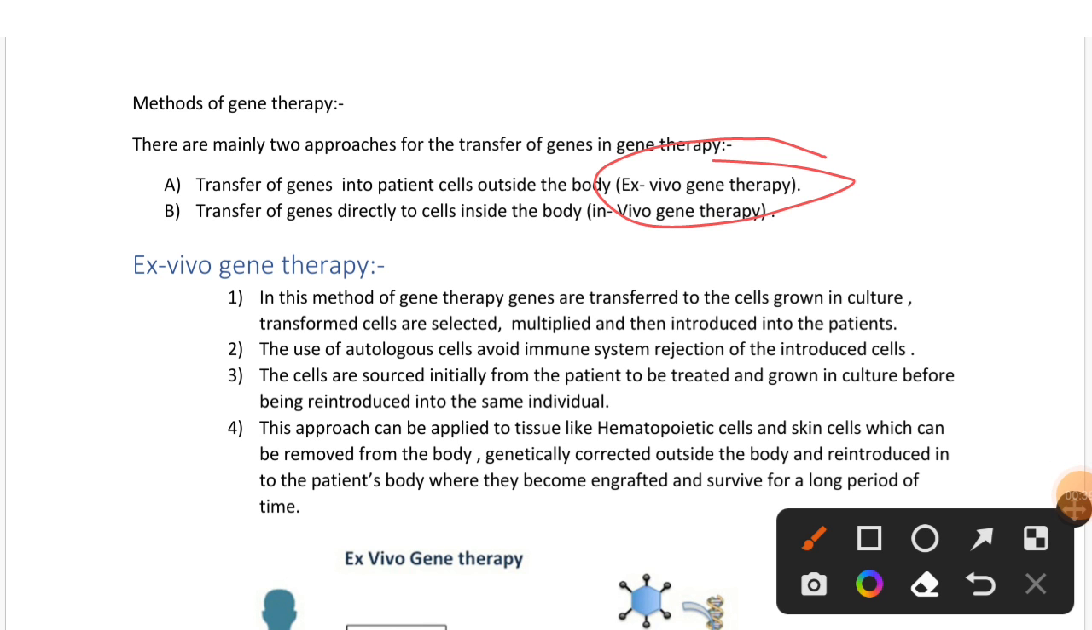So, ex vivo gene therapy. What is the meaning of ex vivo gene therapy? The term ex vivo means we are doing something outside the body, right? So that simply signifies that we are going to transfer the gene inside the cell outside the body. That is the meaning of ex vivo gene therapy.